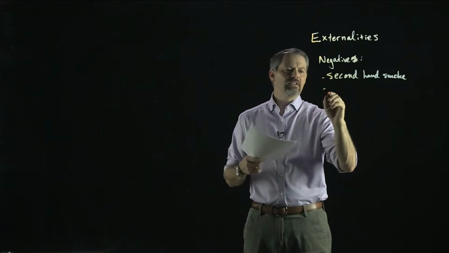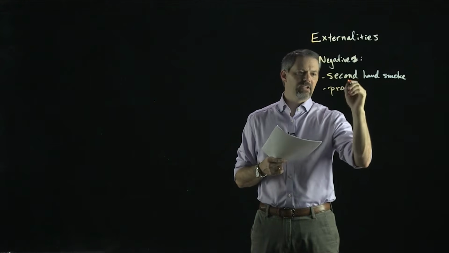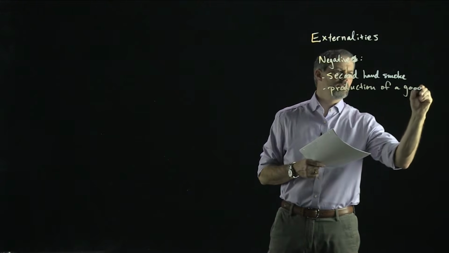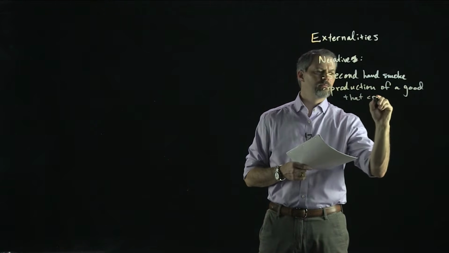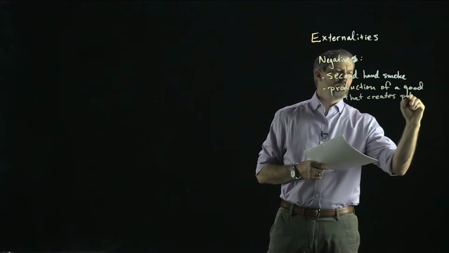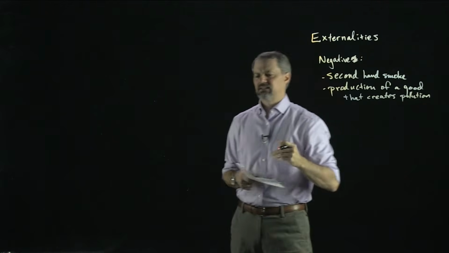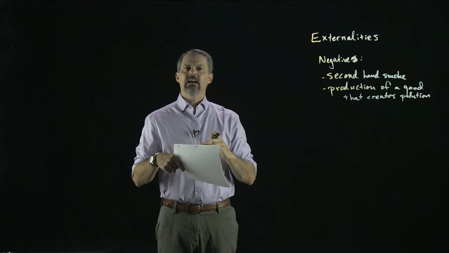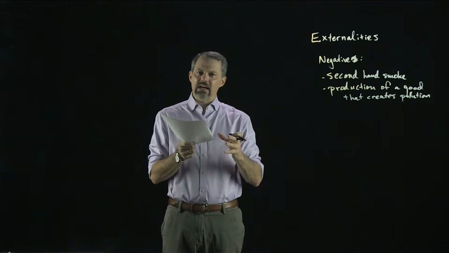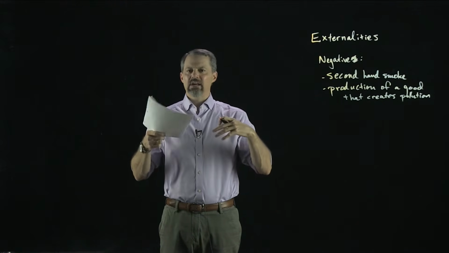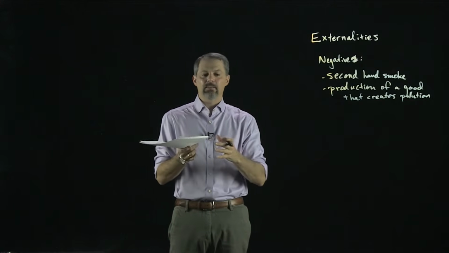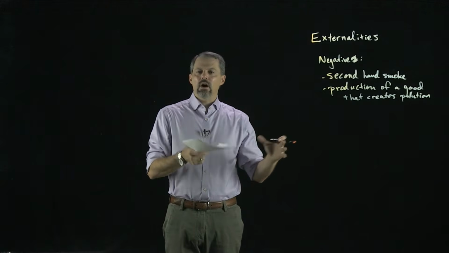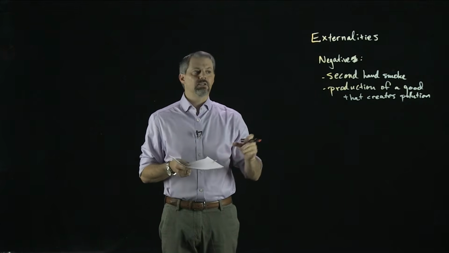Production of a good that creates pollution. That's an example of a negative externality. So we've got, let's say, a firm, a business that's producing some good, and that during the course of production of that good, maybe there's something that comes out of some smokestack, or maybe it's something that is emitted into a waterway, or maybe it's noise pollution.